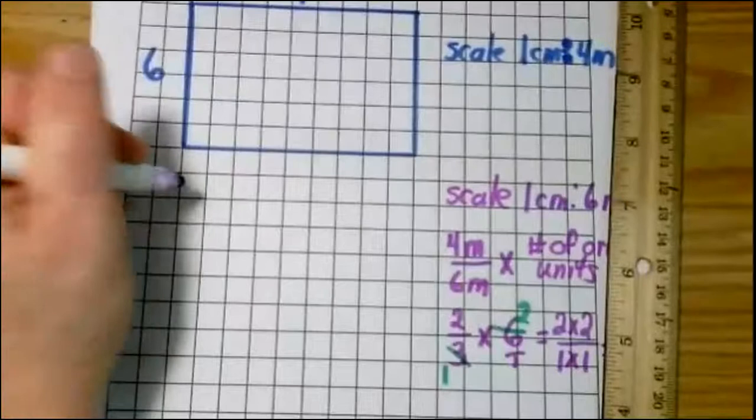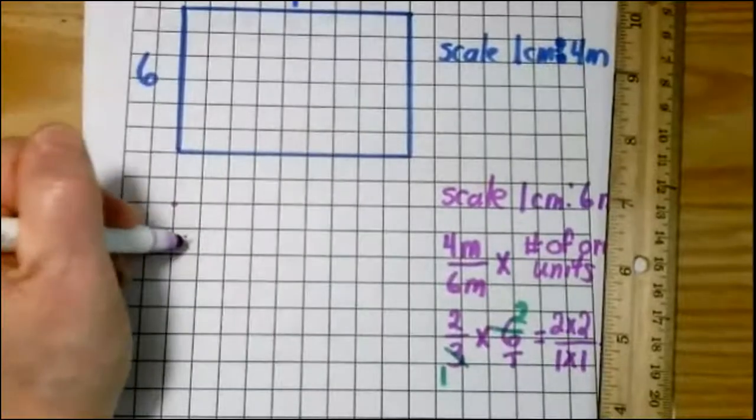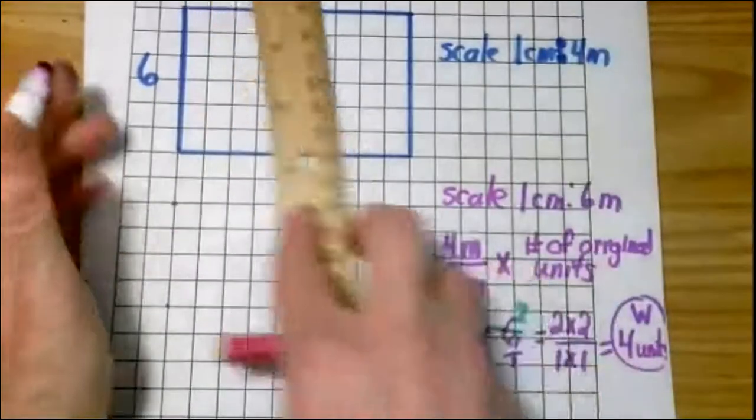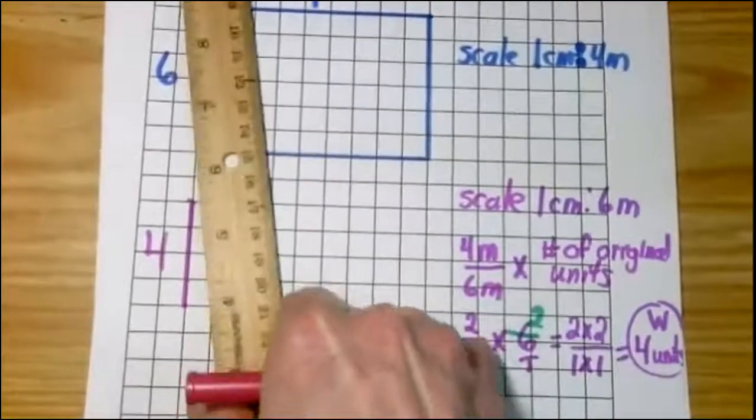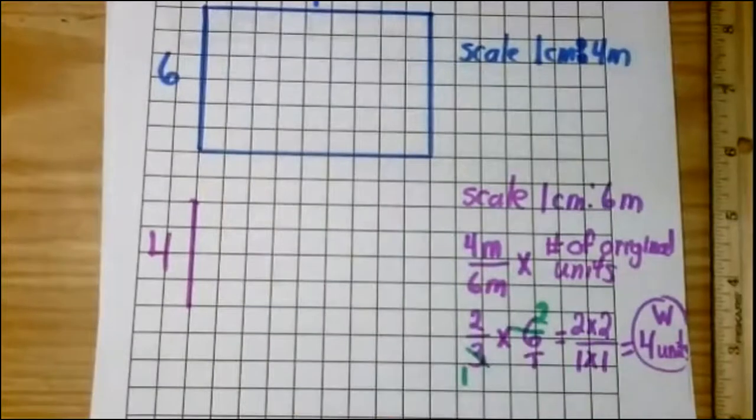So we need to start there. 1, 2, 3, 4. So my new width is going to be 4 units, like that. And remember, it's going to be 2/3 the amount.